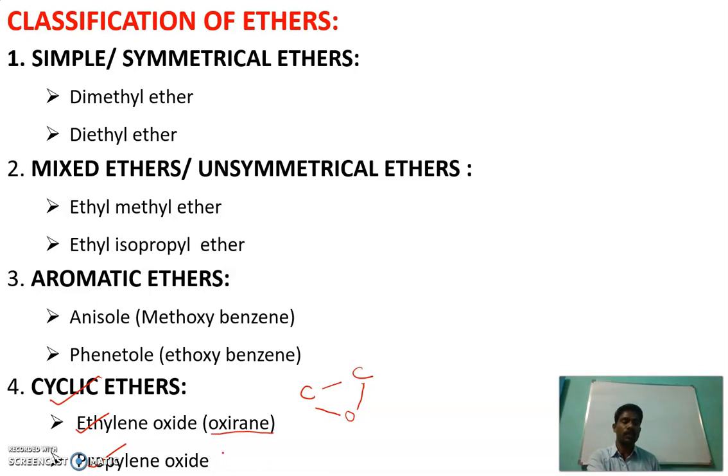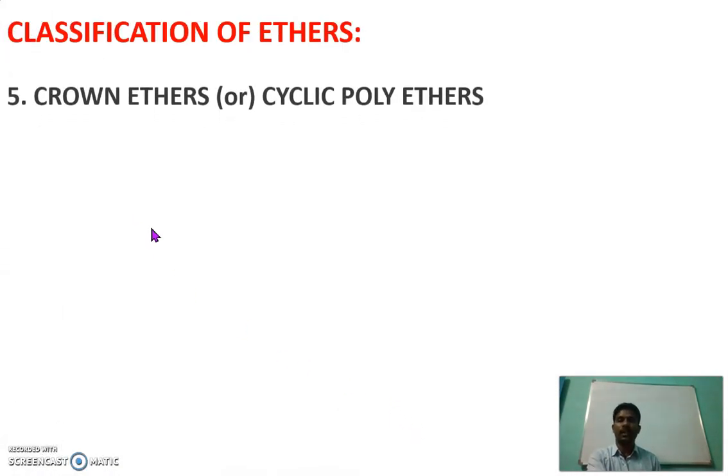Next, propylene oxide. The name itself indicates propylene. It has 3 carbon atoms and the ether in the form of a ring structure like this. The bond line formula for ethylene oxide can be written like this. The bond line formula for propylene oxide can be written like this. Clear?